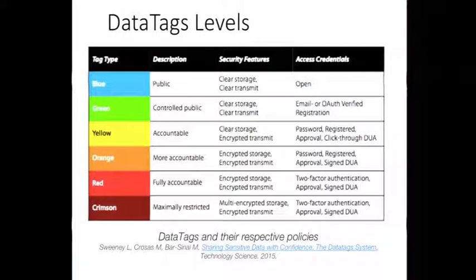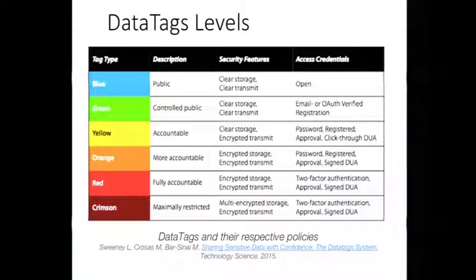Then yellow is more accountable, and in this case, the transfer needs to be encrypted. And in order to access the file, you will need to provide a password. You need to register to the site and click through a data use agreement. The orange is encrypted storage and encrypted transit. Now you'll need to sign the data use agreement. So it is more restricted. It's more difficult to access the data.